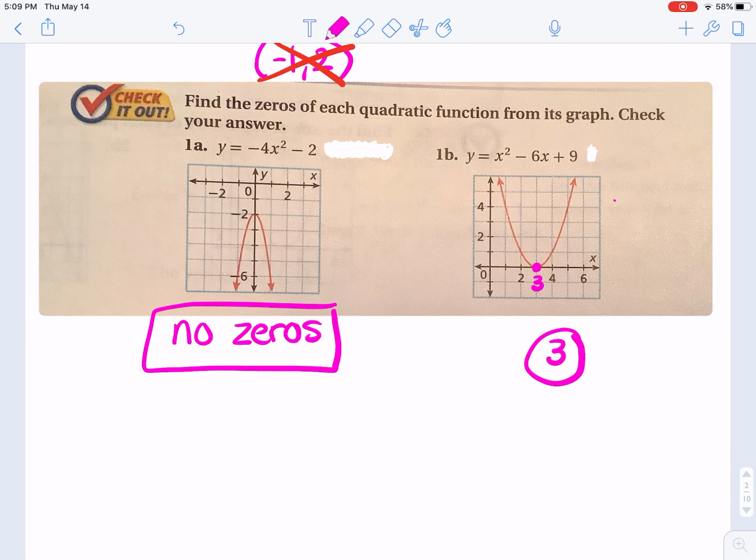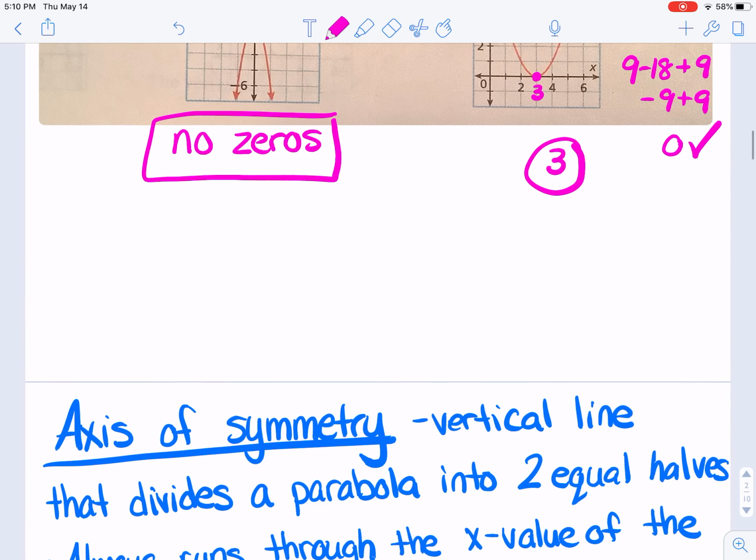Once again, if you quickly wanted to check your answer, again, maybe your life depends on it and it's really important. 9 minus 18 plus 9. Negative 9 plus 9 is 0. So I'm 100% correct. Okay.